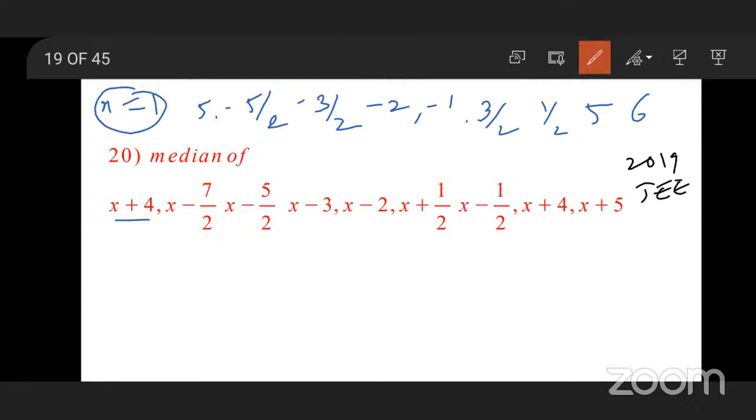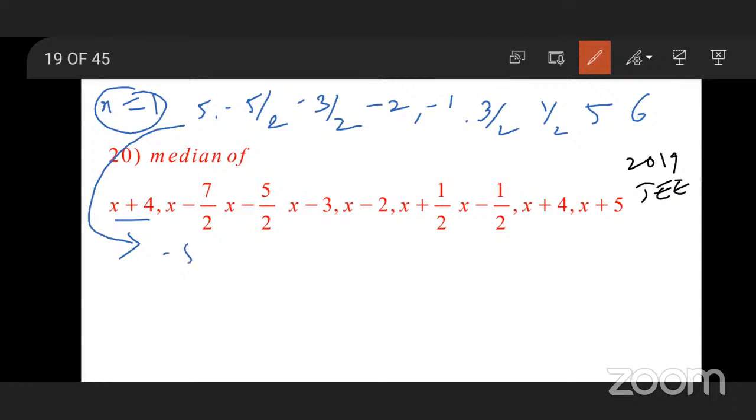The easy method, the shortcut method, is simple. Just put x is equal to 1 only. What we will get? x plus 1 is equal to 5, x minus 1 by 2 is equal to 5 by 2 minus 3 by 2. Writing in the ascending order or descending order, I am writing here only ascending order. What we will get in ascending order of this one?